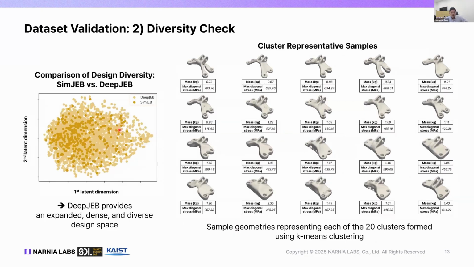And next, we performed the diversity check. To visualize and compare the design diversity, we used a beta-VAE to reduce the dimensionality of the shapes into a latent space. This scatter plot clearly shows the latent space for both datasets. The dark orange points represent the original SimJEB samples, while the light orange points are from our DeepJEB dataset. And it's evident that DeepJEB provides an expanded, denser, and more diverse design space, which is crucial for training more generalizable AI models.